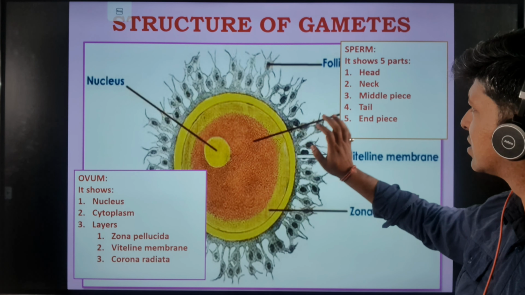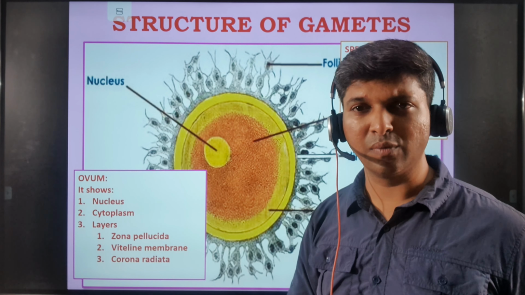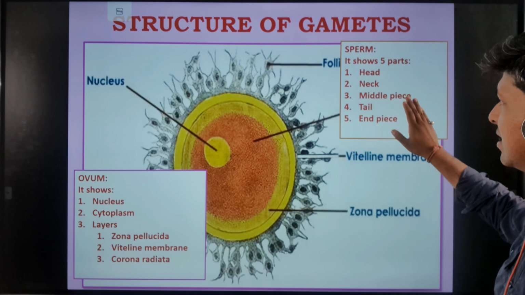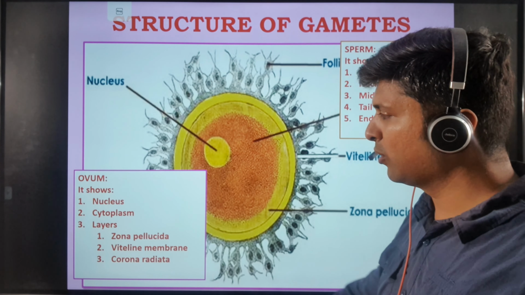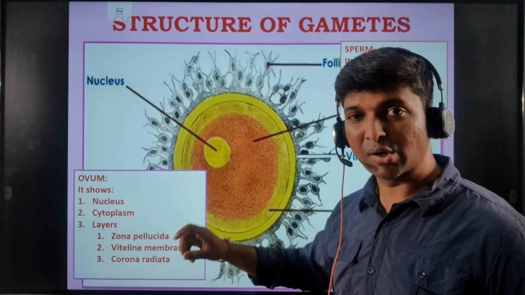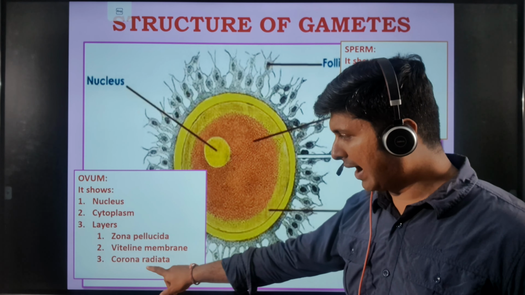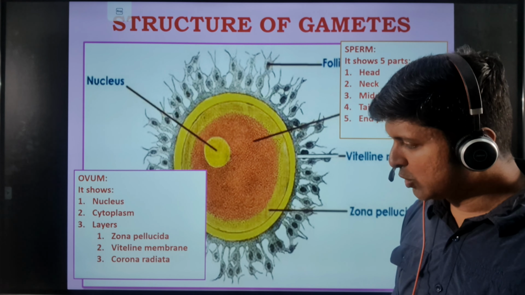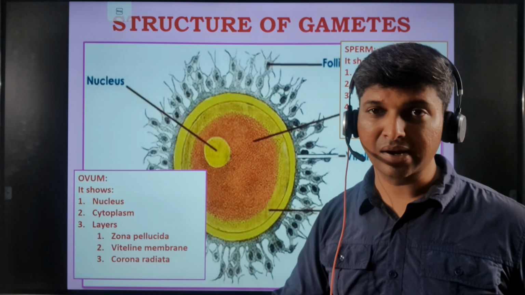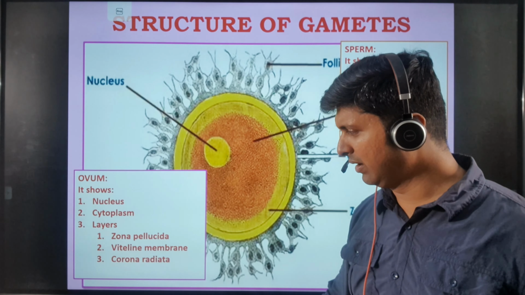Now here we are going to see the structure of sperm and the structure of ovum. The structure of sperm is such that it has head, neck, middle piece, tail, and end piece. Whereas the ovum shows nucleus, cytoplasm, and layers of the ovum: zona pellucida, which I told you, and corona radiata, and vitelline membrane. So the sperm has to literally penetrate through the zona pellucida, vitelline membrane, and corona radiata and enter the egg. That is where fertilization will take place and the zygote will be formed.